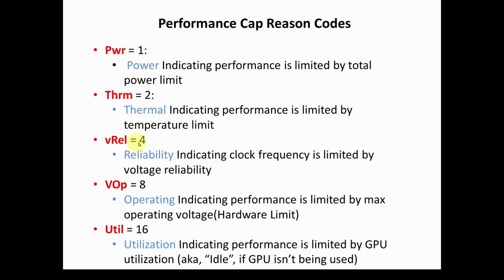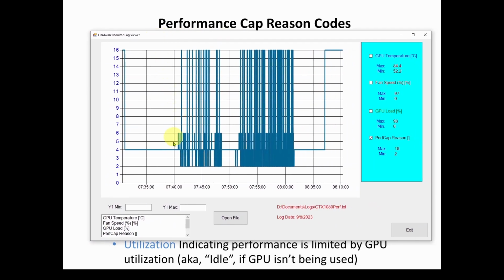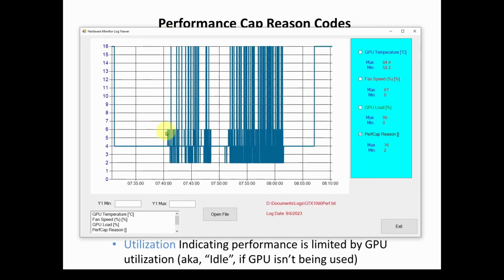Now, it spent a lot of time in the 4 range, which indicates clock frequency is limited by voltage reliability. So it couldn't crank up the speed of the clock frequency because of voltage limits. So that's why it was at 4 most of the time. That's something you could look at. Maybe there's a voltage issue. And then we had 6, and it was bouncing up to 6 quite a bit here.